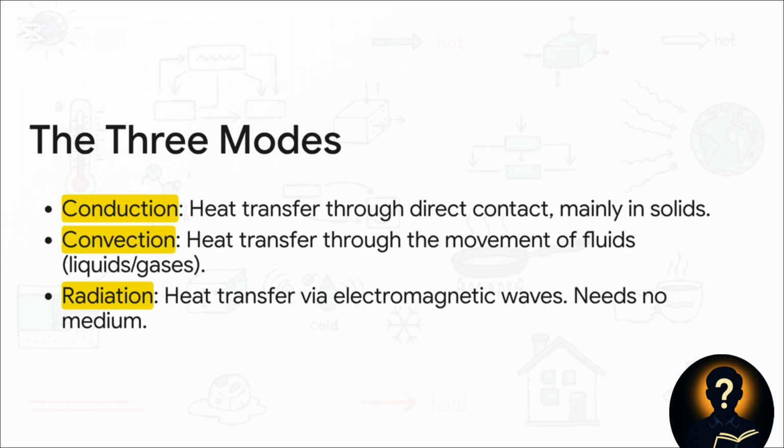Next, convection. This happens in fluids. That means liquids and gases. Hotter stuff becomes less dense and rises, while the cooler, denser stuff sinks to take its place. It creates this circular flow, like a current.